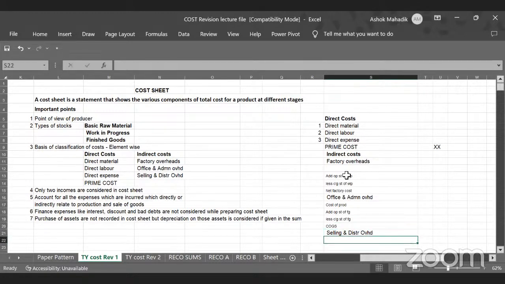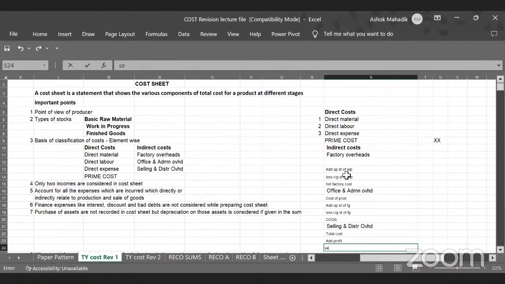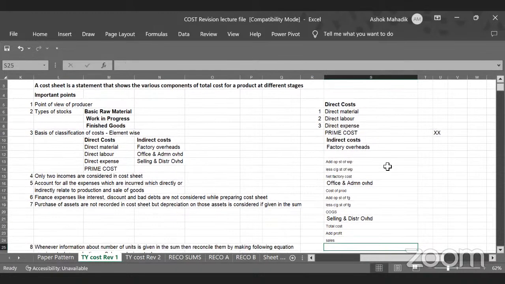Then we add selling overheads. We get total cost. Then we add profit to get sales. Now, in prime cost, we saw that we have direct material.